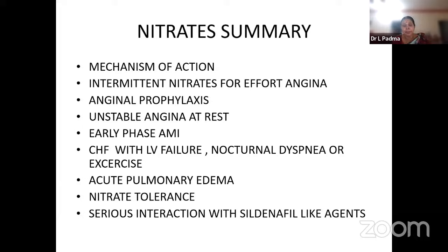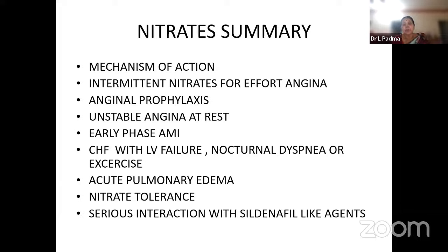In acute pulmonary edema also the same mechanism holds good, but the problem is with nitrate tolerance and serious interaction with sildenafil-like agents. But you have to be careful because they are vascular smooth muscle relaxants. They can dilate even the biliary sphincter as well as esophageal sphincter. Hence, they are used in esophageal spasm as well as biliary colic.